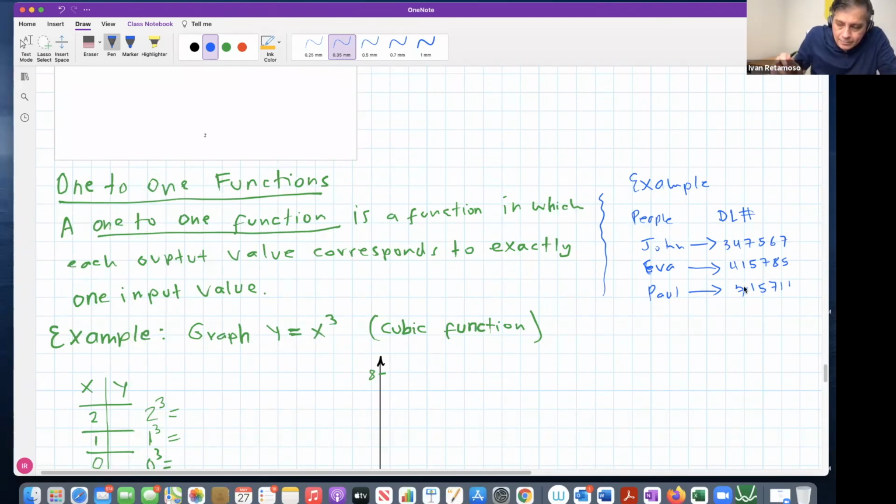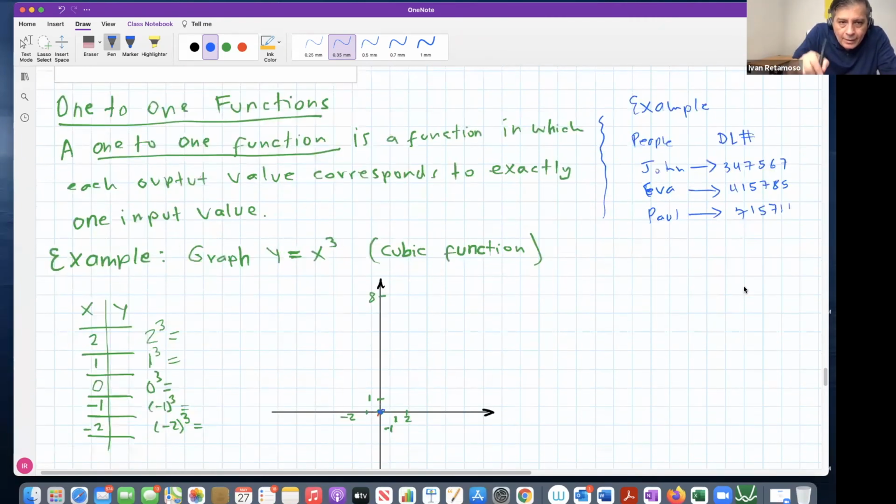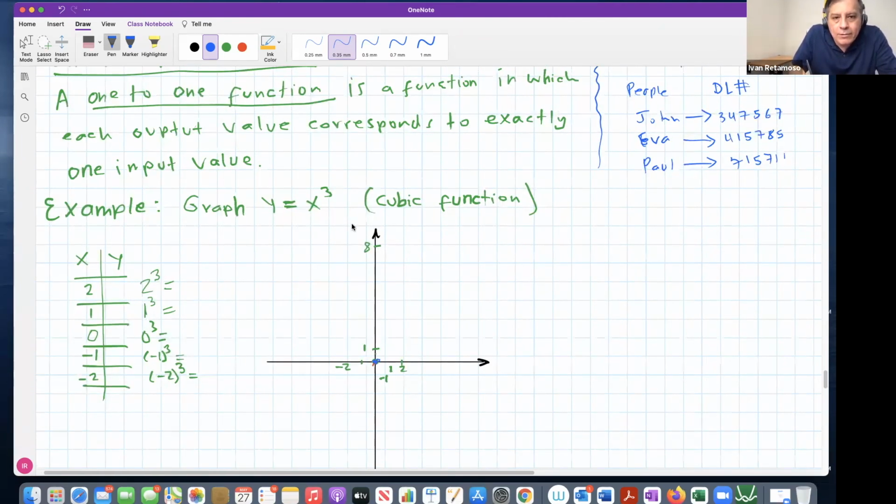Great. Now, mathematical example. Cubic function. The cubic function turns out to be a one-to-one function. I will show you why. If you allow yourself to have as input value 0, 1, 2, -1, -2, and you use this rule, you associate with each number here its corresponding cubes.